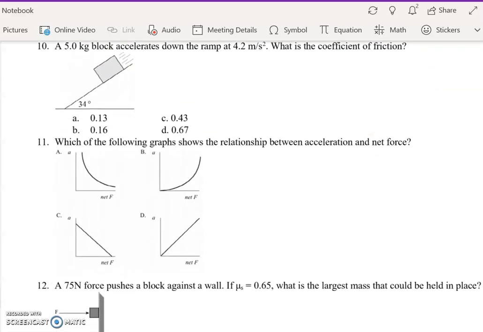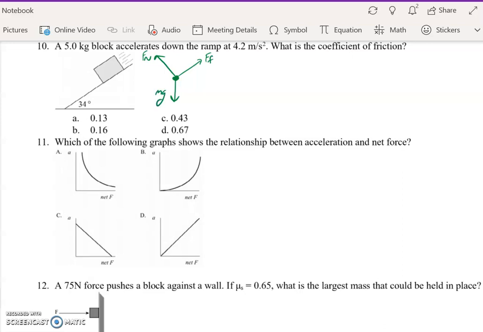Number 10 says a 5 kilogram block accelerates down the ramp at 4.2 meters per second squared. What's the coefficient of friction? So our force diagram, you got mg going down, Fn. There's friction here, so as it slides down, you got force of friction there.